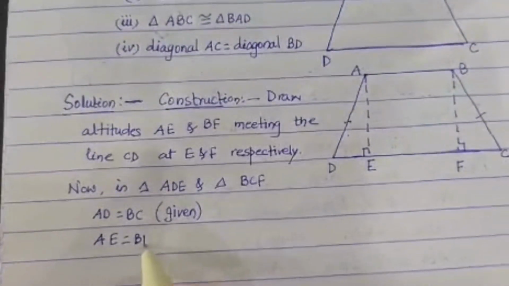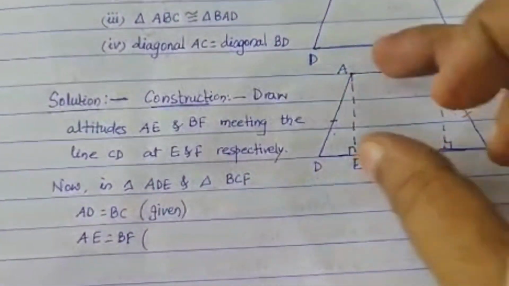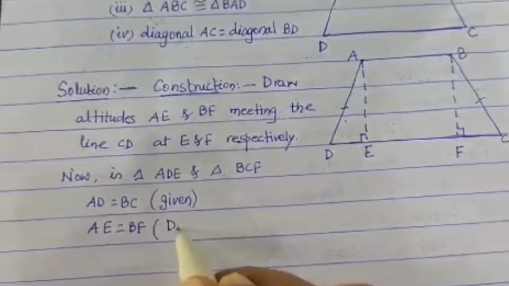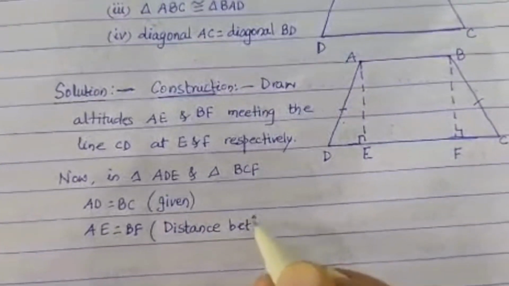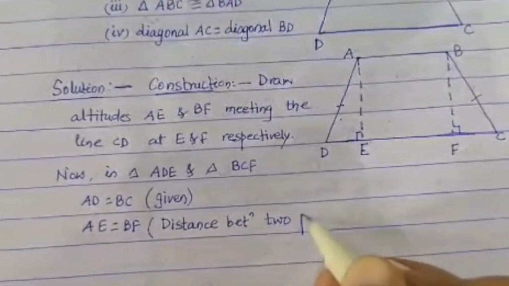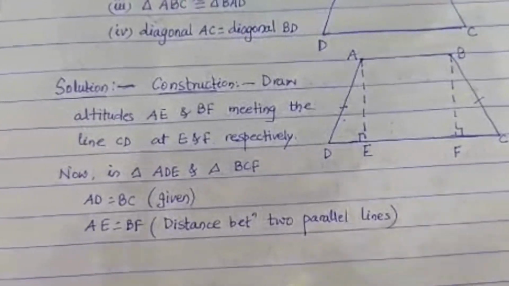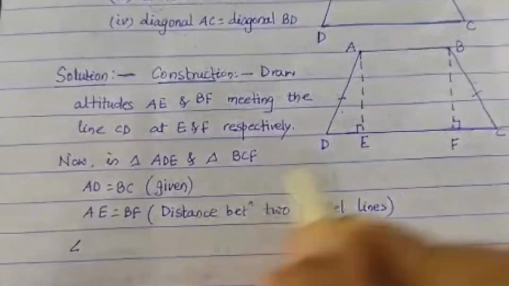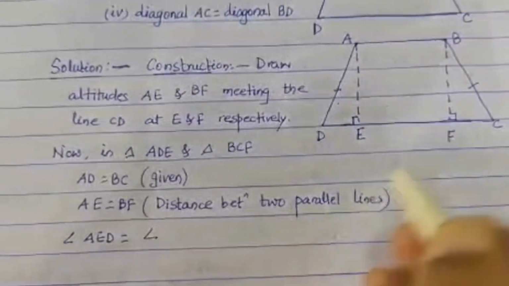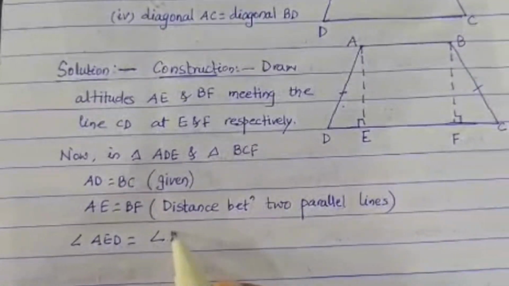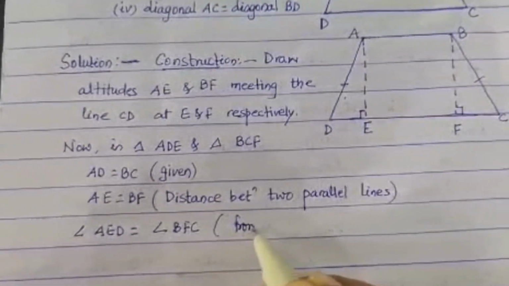AE equal to BF. How? Because this is the distance between two parallel lines. These are the parallel lines, the distance will be same. So you can write distance between two parallel lines. Okay. Now the third one is angle AED. Angle AED will be equal to angle BFC from construction.